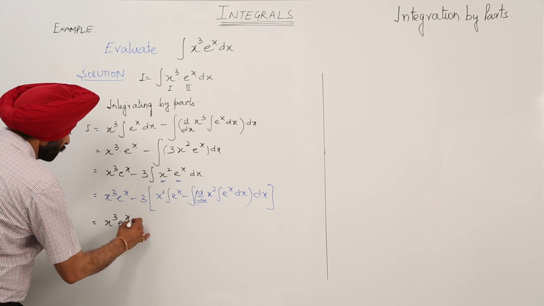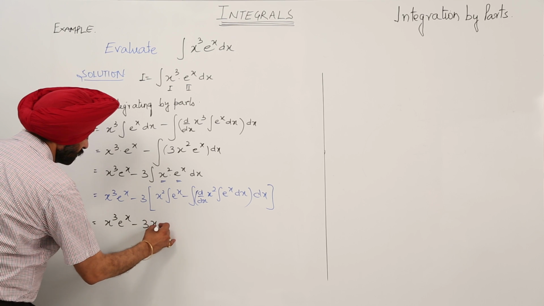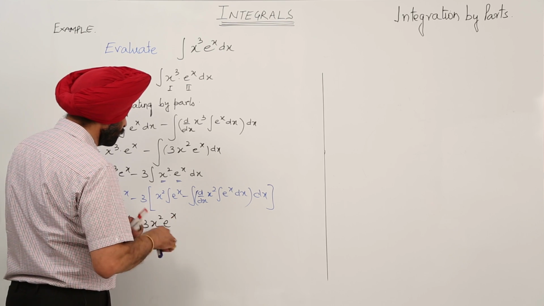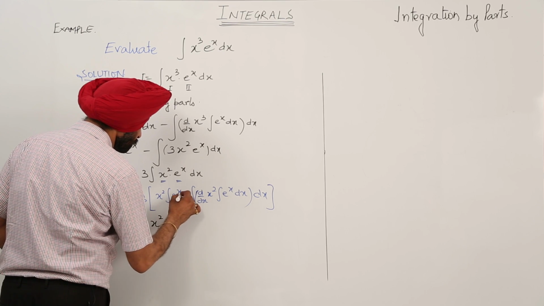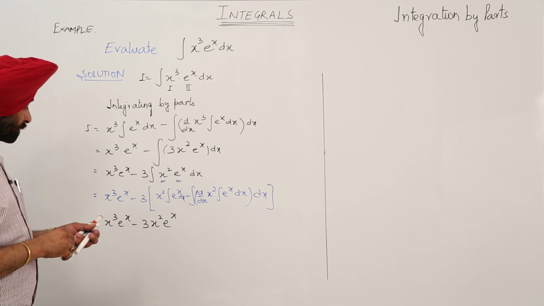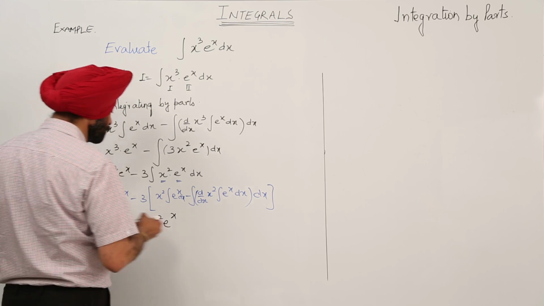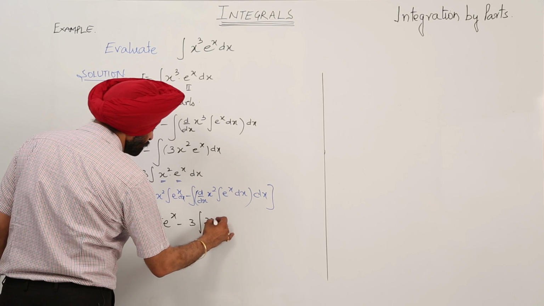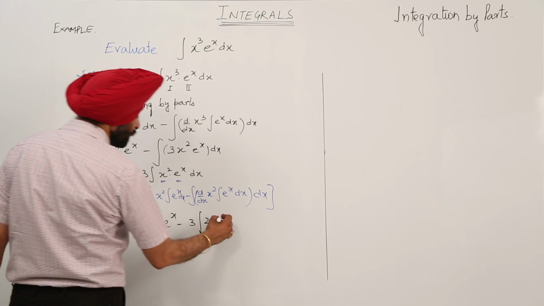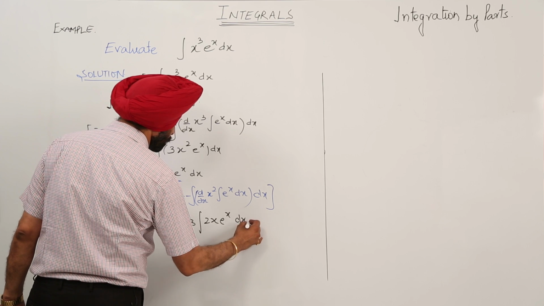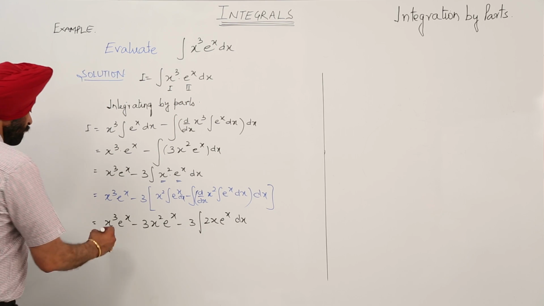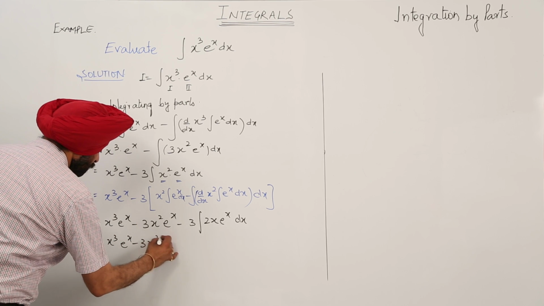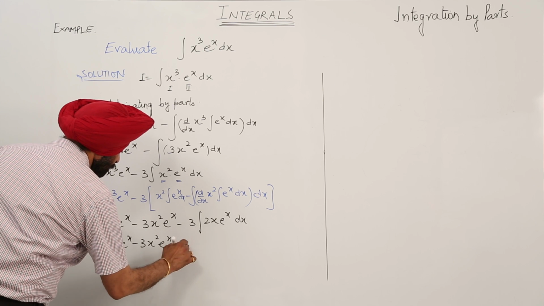So now the result we are having is x cube e raised to power x minus 3 x square e raised to power x, integration of e raised to power x dx, that is e raised to power x, minus 3, now integration of d by dx of x square, that is 2x, and integration of e raised to power x is e raised to power x dx. Now we are having x cube e raised to power x minus 3x square e raised to power x minus 6.